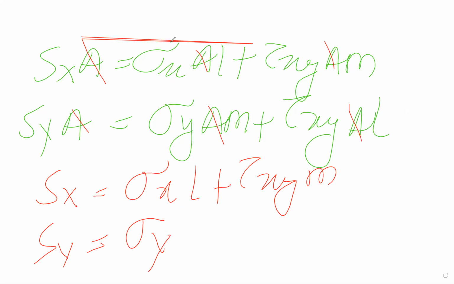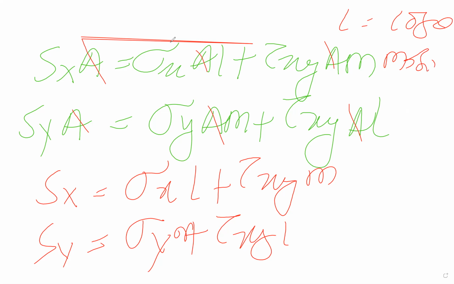sigma y M plus tau xy L. So if you put the values of l and m, the value of L is cos theta and M is sin theta, as we have known.